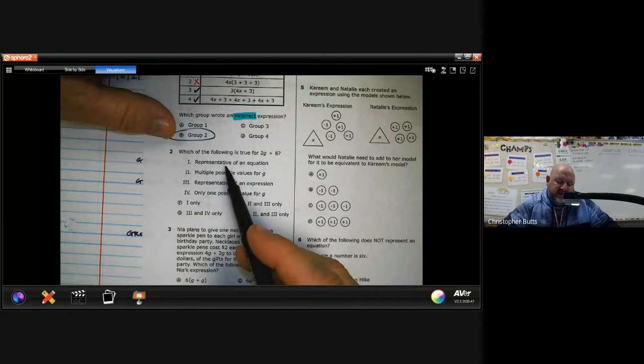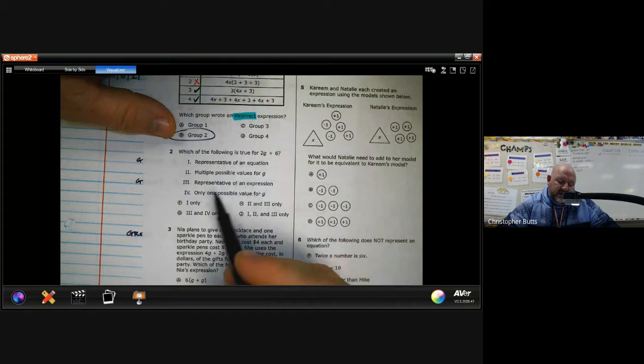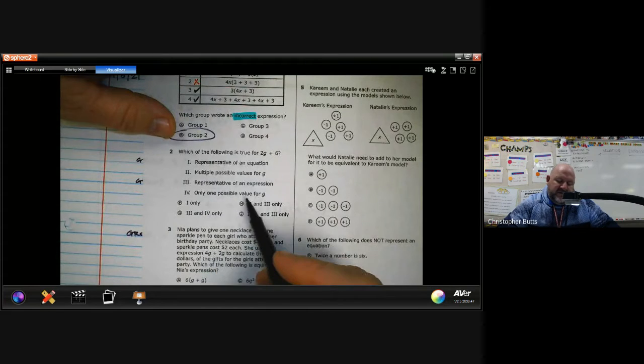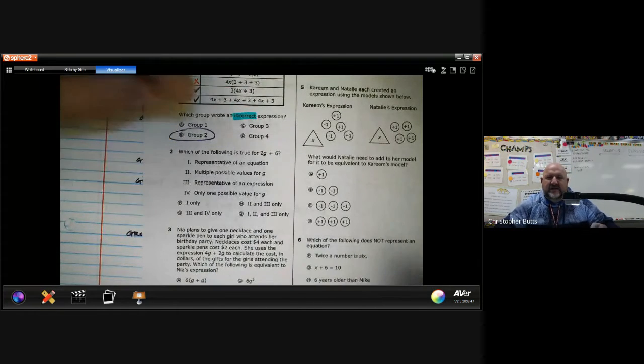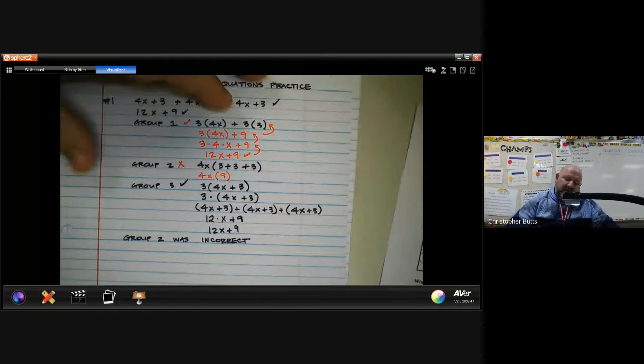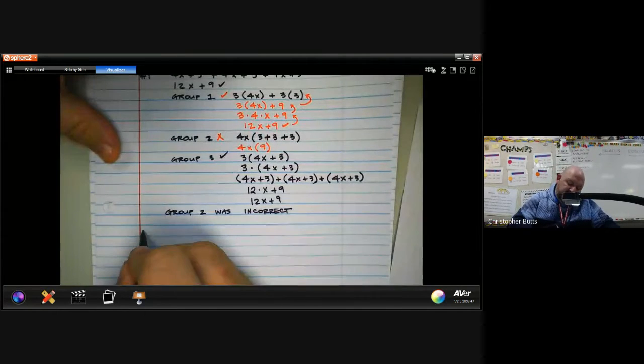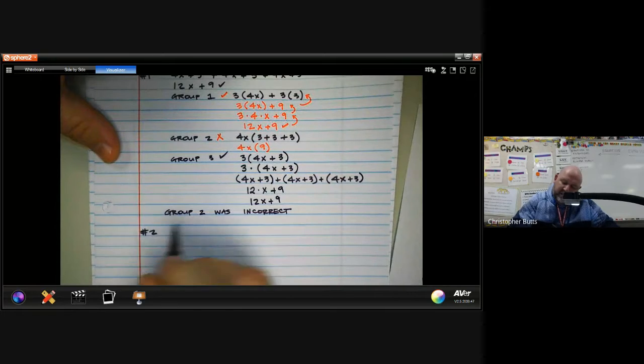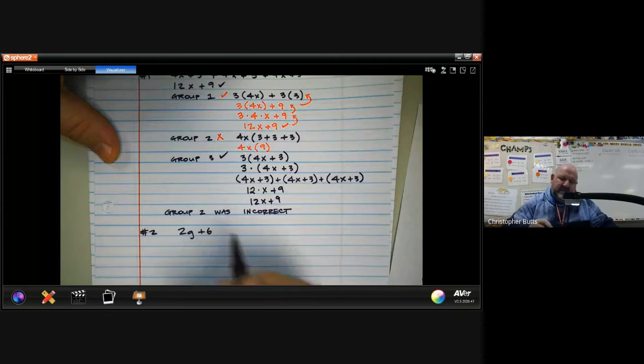Is it representing an equation? Are there multiple possible values for g? Is it representing an expression? Is there only one possible value for g? This is a really easy question. Let's organize our journal here. So for number 2, I want you to just write 2 times g plus 6.